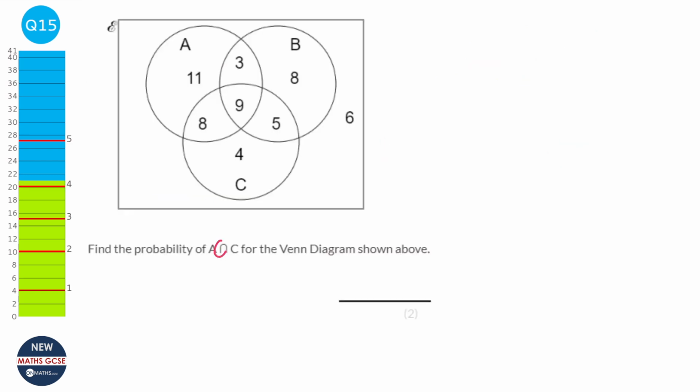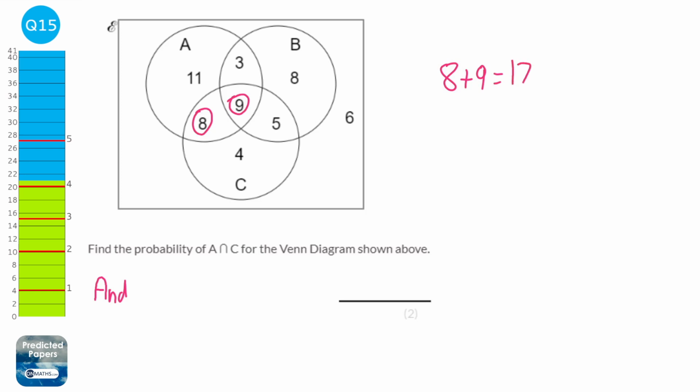So the symbol here basically means and the way I remember it is, if you draw that symbol and just put a line through it, you can make the word and. So we're looking at the probability of getting something that is in A and C. So the only ones that are in A and C are this 8 and this 9 here. So we're going to just add the 8 and the 9 together, which give us 17.